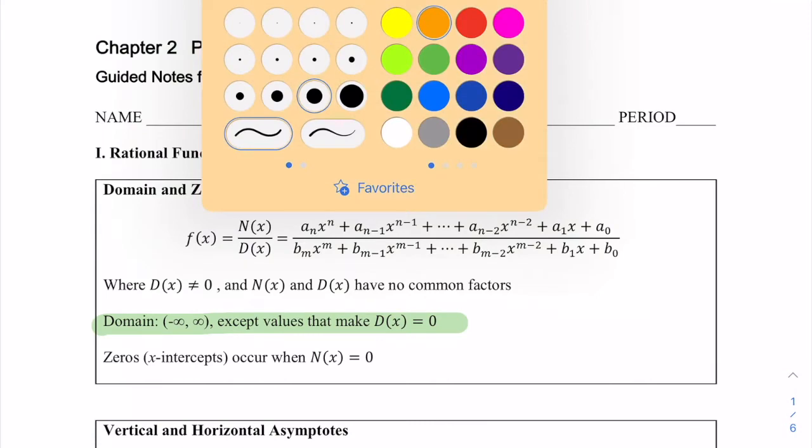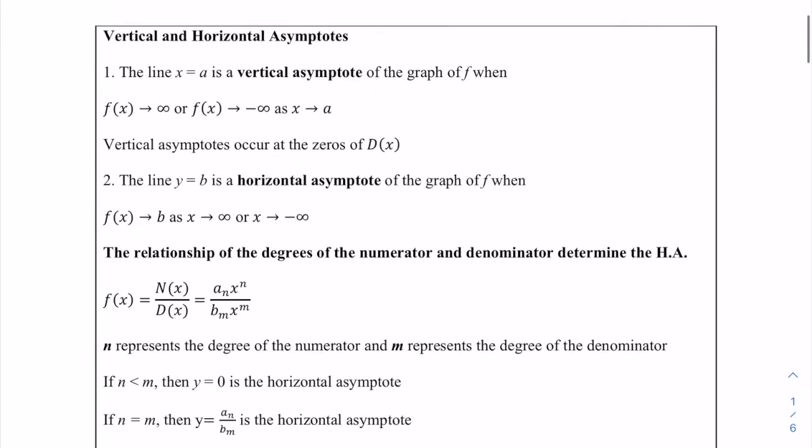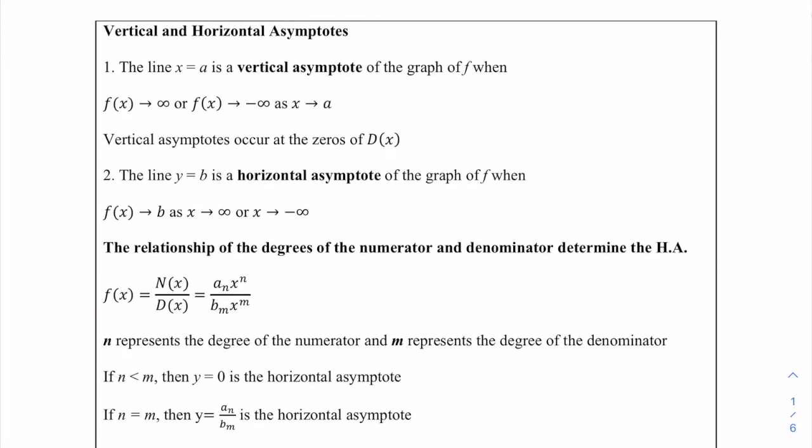Now when we're looking at the zeros, the x-intercepts, that's when we have to set the numerator equal to 0. Now let's consider some of the asymptotes. Now the vertical asymptote is as x approaches the value a, f of x will either go to positive infinity or towards negative infinity. So here we have an asymptote.